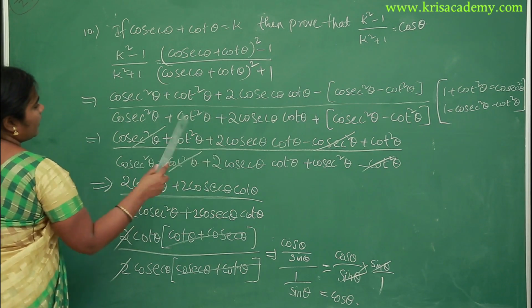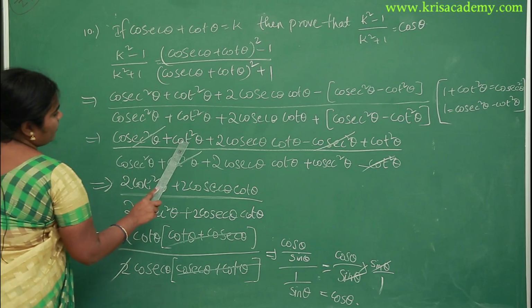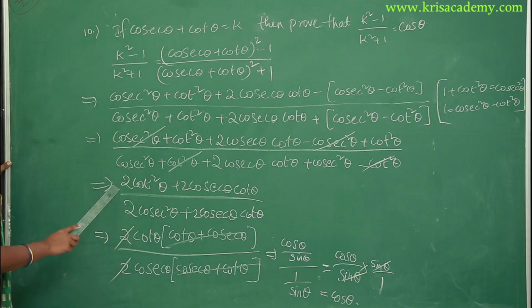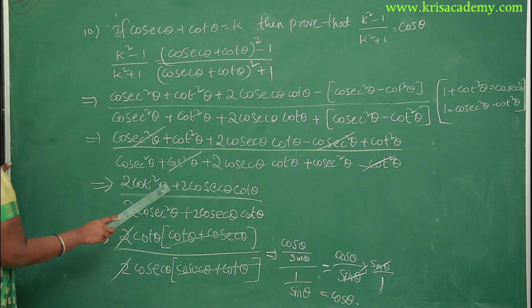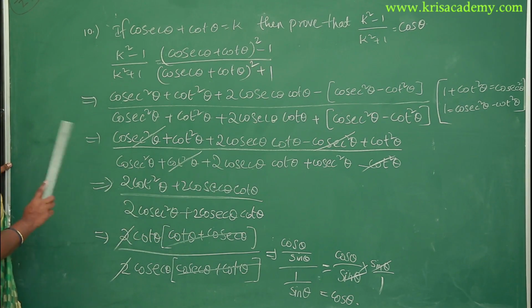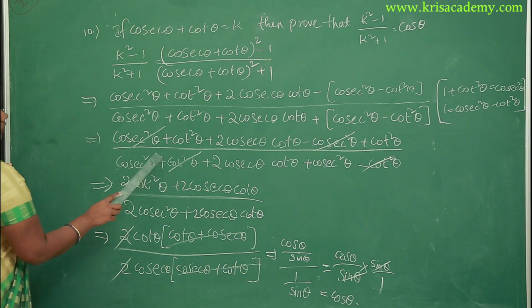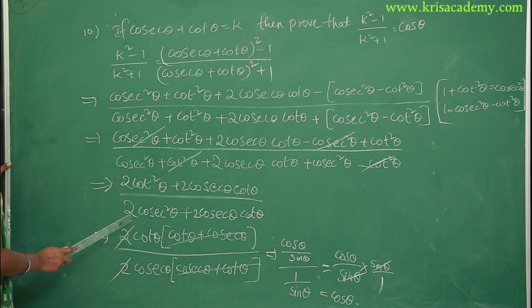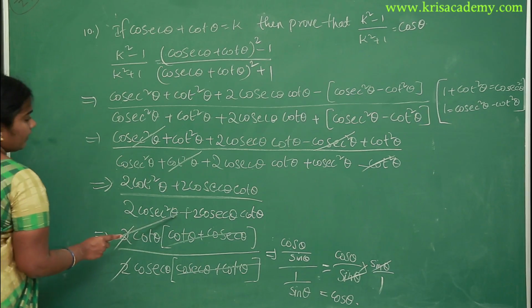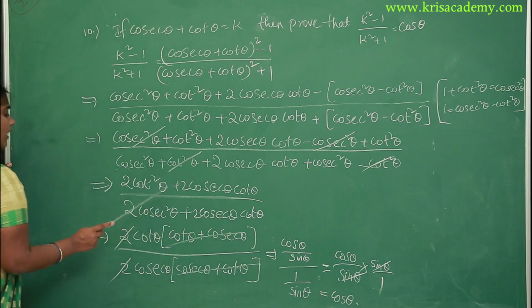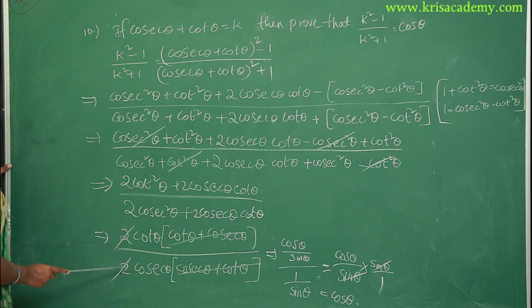Now what are the remaining terms? We will add and write cot square theta, cot square theta. 2 times it is there, no? So we have written 2 cot square theta plus 2 cosecant theta cot theta. This is up to the numerator. Now say the denominator: cosecant square theta, cosecant square theta, 2 times. So 2 cosecant square theta plus 2 cosecant theta cot theta. In both numerator and denominator 2 is common, so we have written it outside.